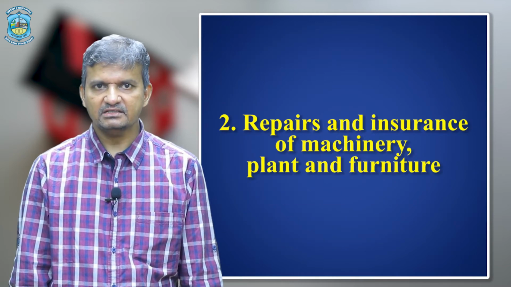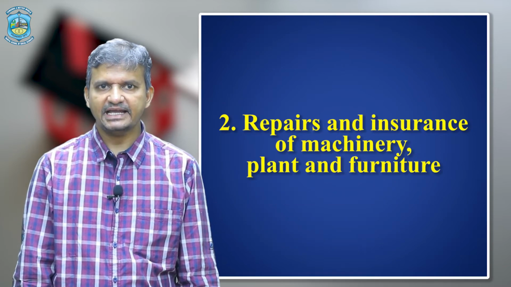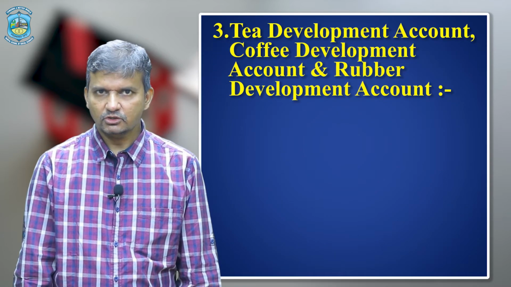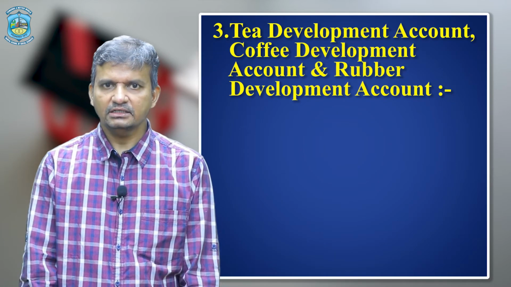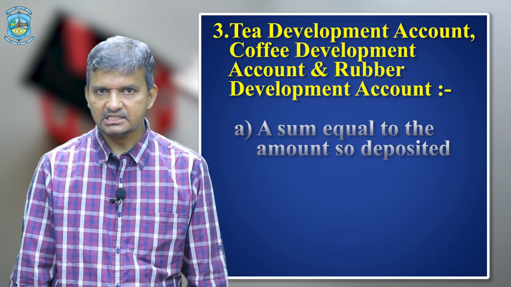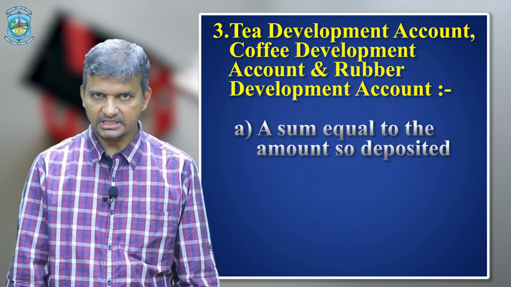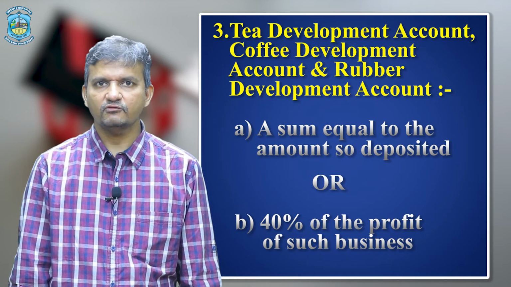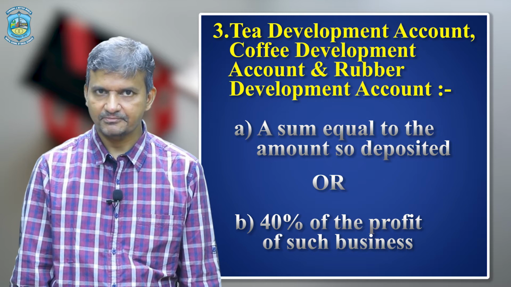Second would be repairs and insurance of machinery, plant and furniture. Third would be the tea development account, coffee development account and the rubber development account. In this case, the amount of deduction shall be a sum equal to the amount so deposited or 40% of the profit of such business.